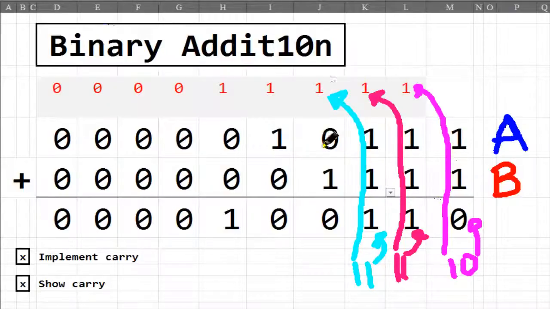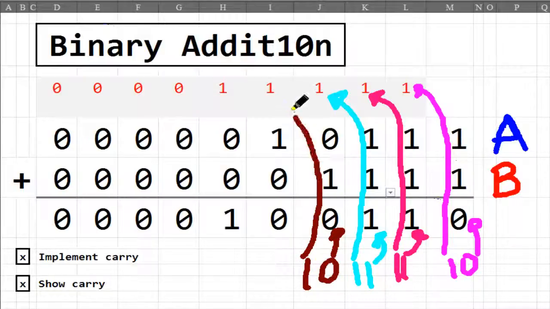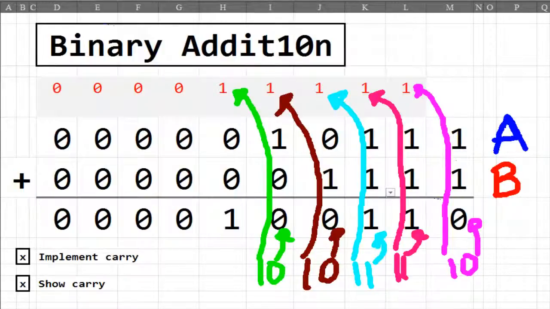1 and 0 is 1. 1 plus 1 is 2. So you have 1, 0. The 0 here. 1 carries over. 1 and 1 is 2. 2 plus 0 is 2. So 1, 0. 0 here. 1 gets carried over. And 1 plus 0 is 1. And you have your answer, 1, 0, 0, 1, 1, 0.